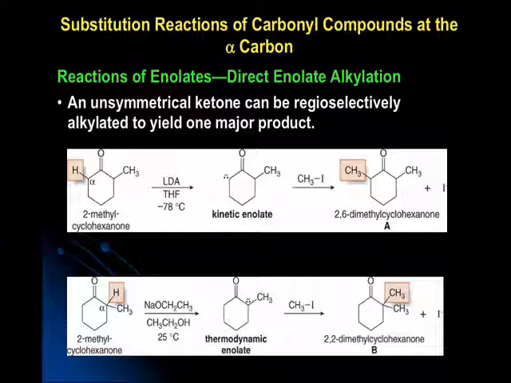So we've got our kinetic enolate now. We keep it really cold. And while it's really cold, we add iodomethane, and we can then make this 2,6-dimethylcyclohexanone, which is symmetrical, okay? We can do the exact same reaction, well, in terms of the reagents.